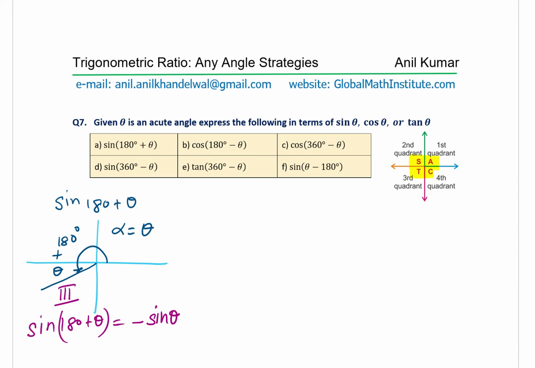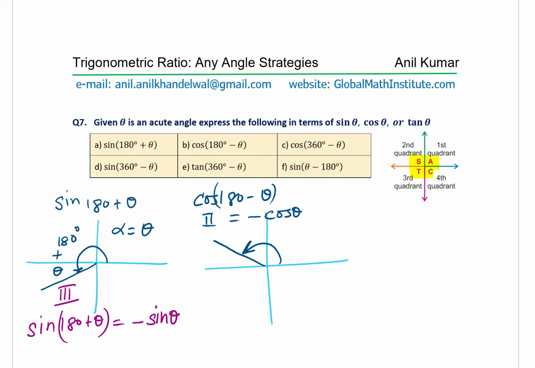Is that clear to you? That's so simple. Let's do the next example, which is cos of 180 minus theta. So we are saying cos of 180 minus theta. So that means now you are in this quadrant, quadrant 2. Cos is negative, so it is negative of cos theta. Is that clear to you?